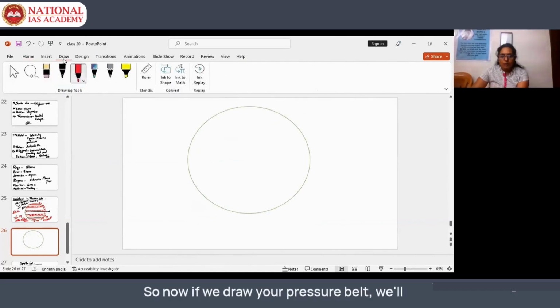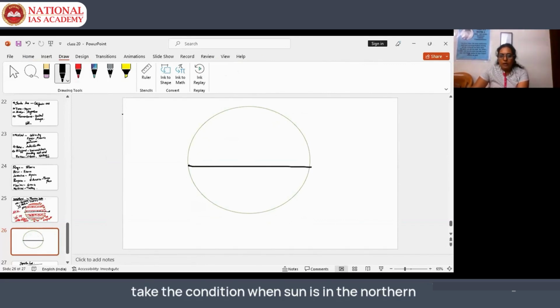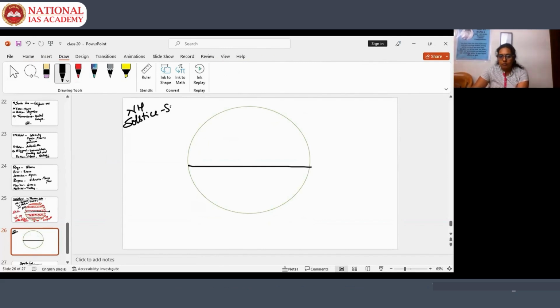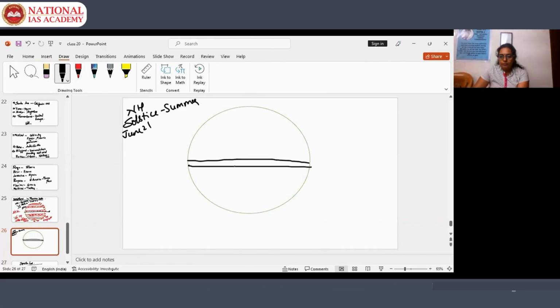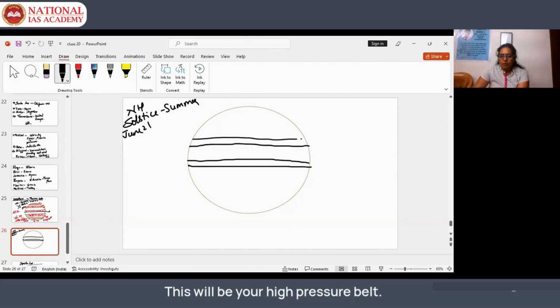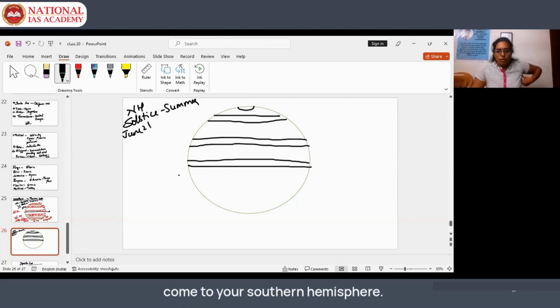So now, if we draw your pressure belt, we'll take the condition when sun is in the northern hemisphere on summer solstice, June 21st. So the sun is in the northern hemisphere. So this is your equatorial low pressure belt. This will be your high pressure belt. This will be your low pressure belt. This will be your high pressure belt. First, we'll consider the case of your northern hemisphere, then we'll come to your southern hemisphere.